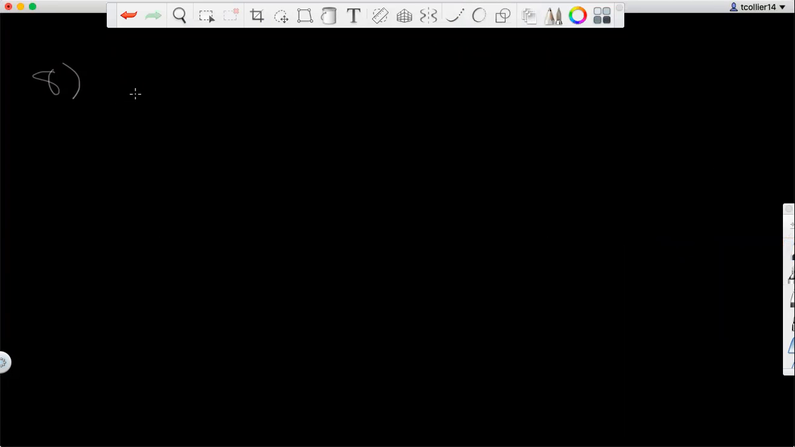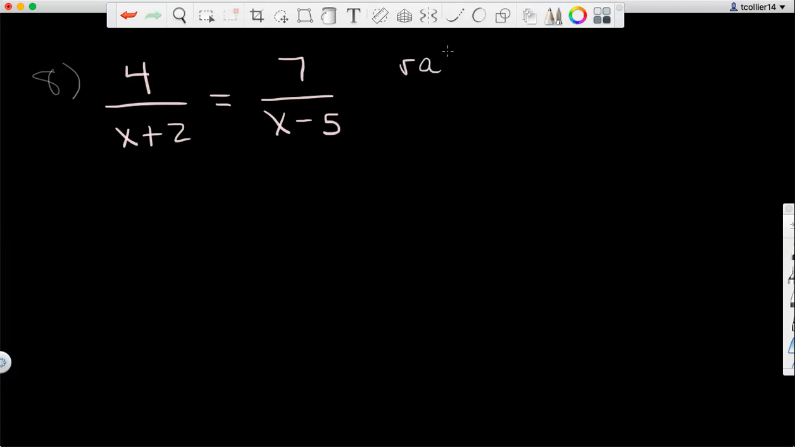All right, so number 8 is a rational equation, and I'm given the two fractions 4 over x plus 2 equal to 7 over x minus 5. So these are rational expressions. You can tell because they're both fractions. And what I can do with rational expressions is I can find a lowest common denominator, also known as LCD.